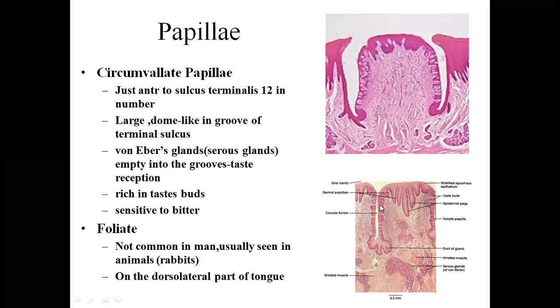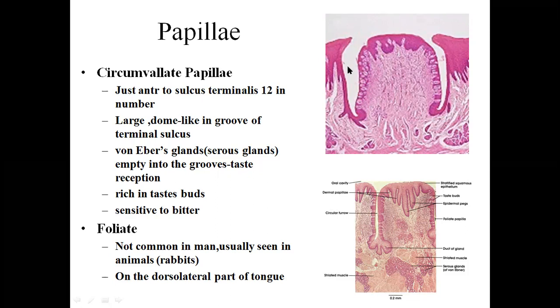Now, in front of the sulcus terminalis, as I said, we have circumvallate papillae. These are quite big, which we can see with our eyes also, as you have seen in the dissection hall. These circumvallate papillae are 12 in number. They are large and dome-like, in the groove of the sulcus terminalis. You have specialized glands, von Ebner's glands, which are serous glands emptying into the groove. That is responsible for taste perception.